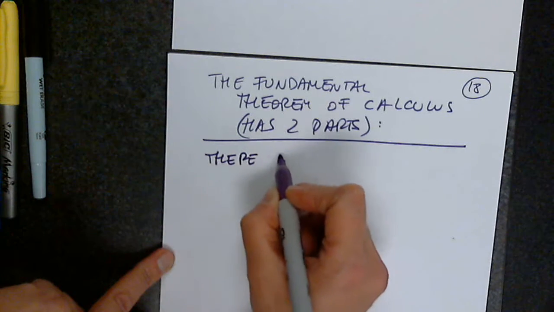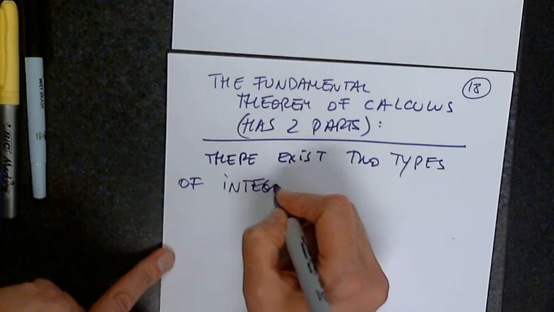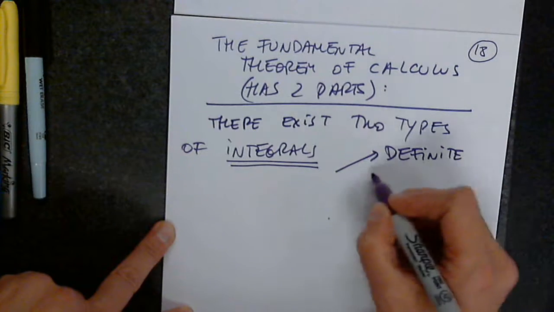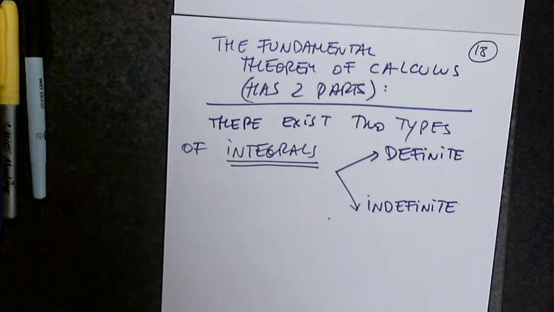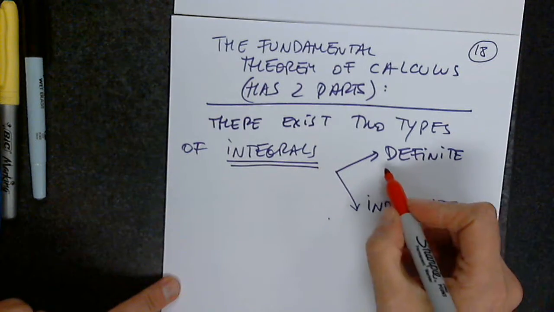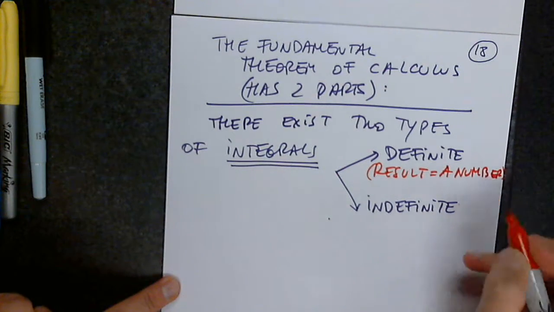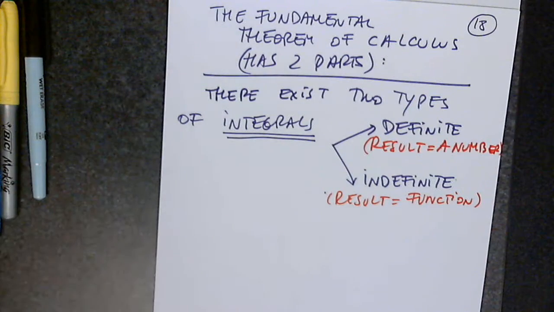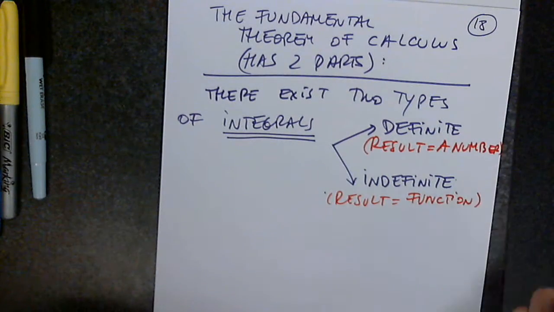There exist, before we talk about that, 2 types of integrals. One is definite, and the other one indefinite. First difference between the 2, a definite integral is always a number. Result, a number. Here the result is a function. So before we talk about the fundamental theorem of calculus, the part that I need for tonight, we have to mention the fact that there exist 2 types of integrals. One definite and one indefinite.